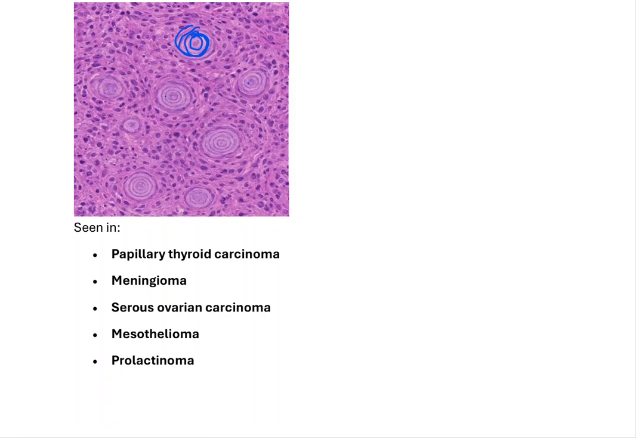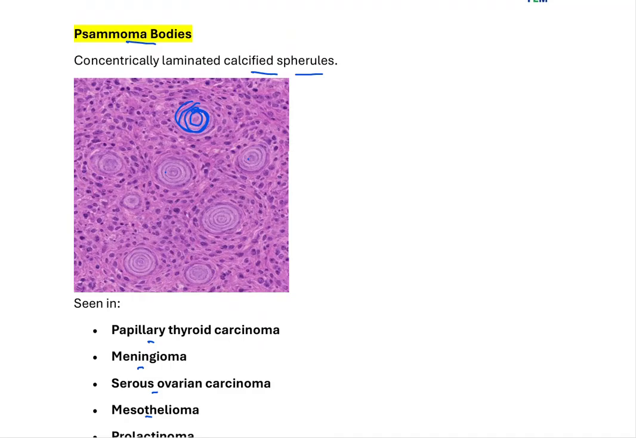And what are the examples of these malignancies? One is papillary thyroid carcinoma. The second is meningioma. Next is serous ovarian carcinoma, mesothelioma, and prolactinoma. So these are examples where we can find Psammoma bodies.